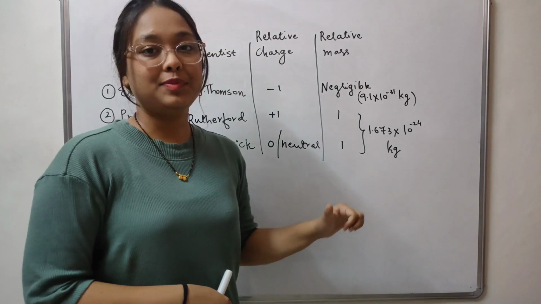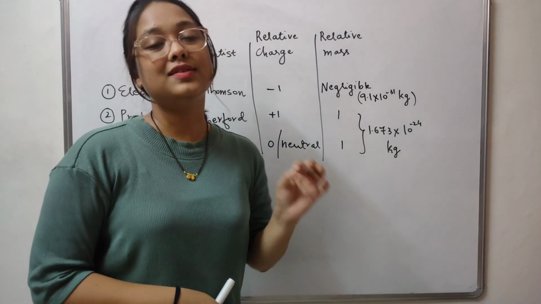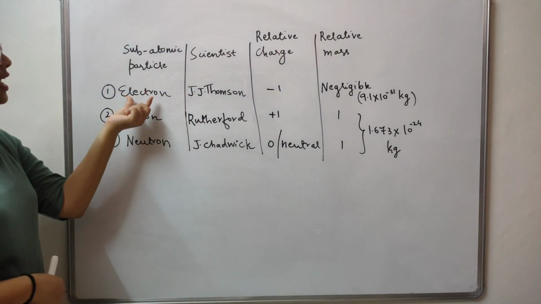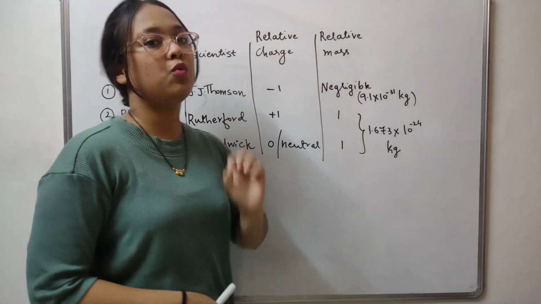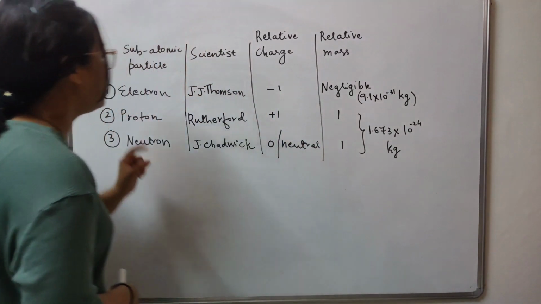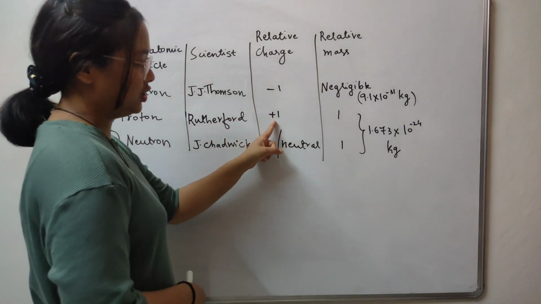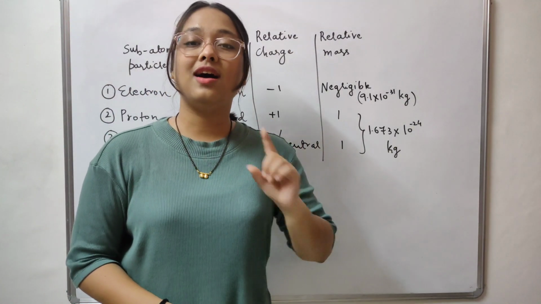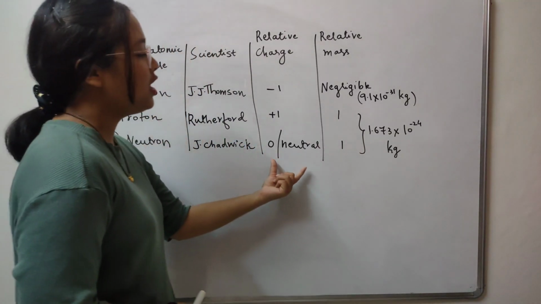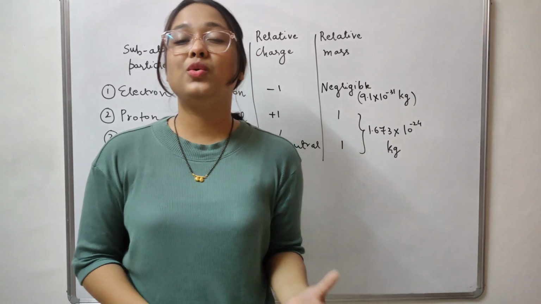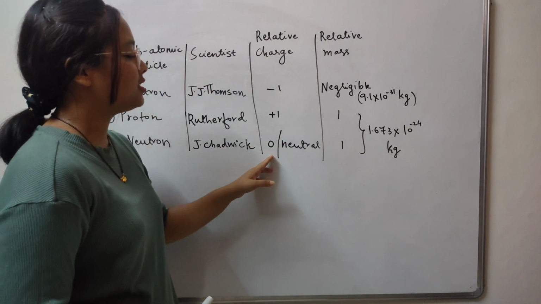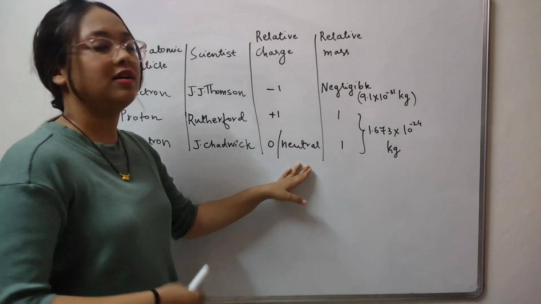Now, the first property important to us is the relative charge carried by these subatomic particles. It was seen that electrons carry a -1 charge, which means that electrons are negatively charged. Protons carry a +1 charge, which means that protons are positively charged, and the last one, neutrons, were found to be neutral in nature. So you can write the relative charge of a neutron as 0, or you can simply put the term neutral.